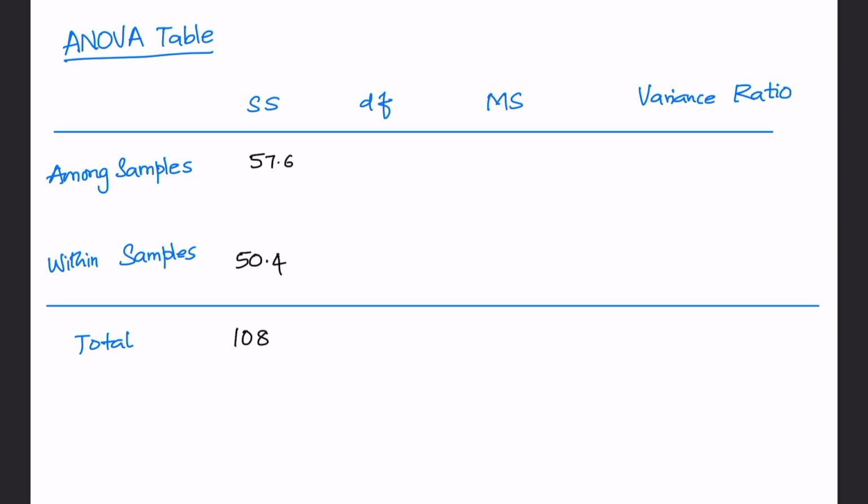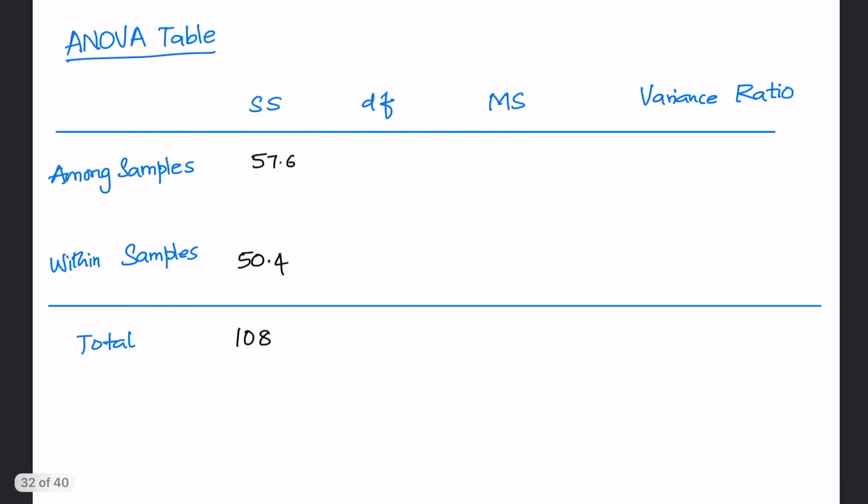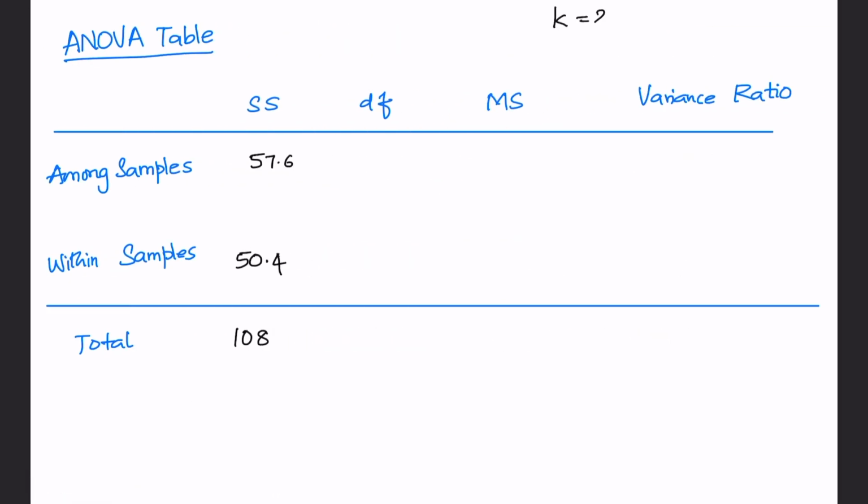So DF, the number of samples. We know that the total number of samples is 2. We know that DF among samples is K minus 1, which can be written as 2 minus 1, which is going to be 1. Now within samples, it is going to be N minus K. We know the total number of observations is 10, minus the 2 samples, so we have 8. And the total will be 9.